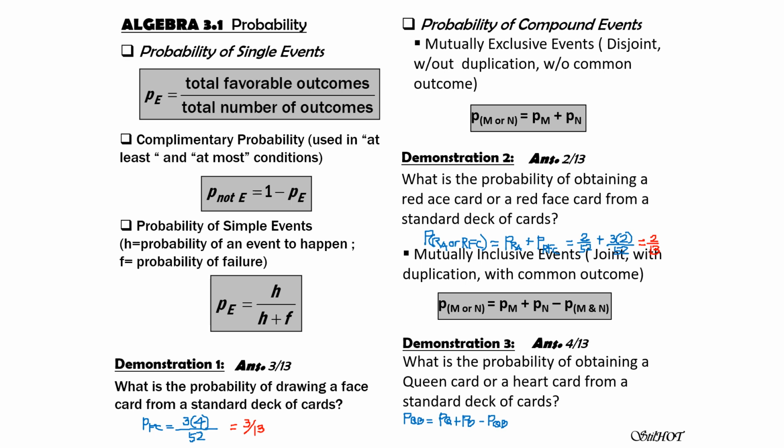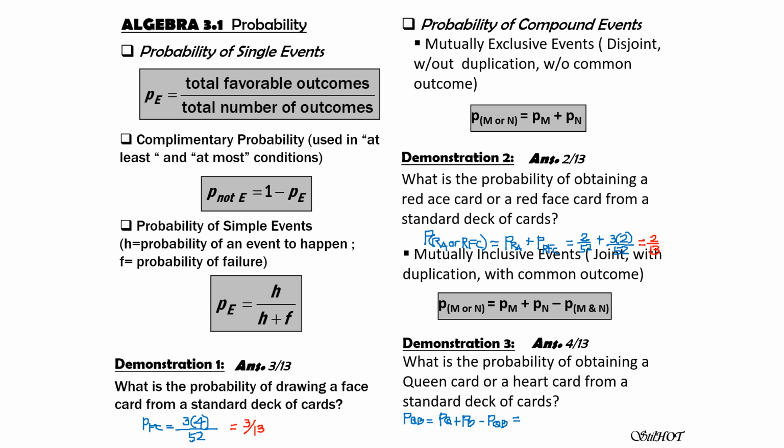So that would be 12 plus 3. 12 heart cards left excluding the queen heart card, then plus 4 queen cards, then that will be 12 plus 4, 16 over 52, or 4 over 13. So right, but if you use the formula, the result should still be 4 over 13.